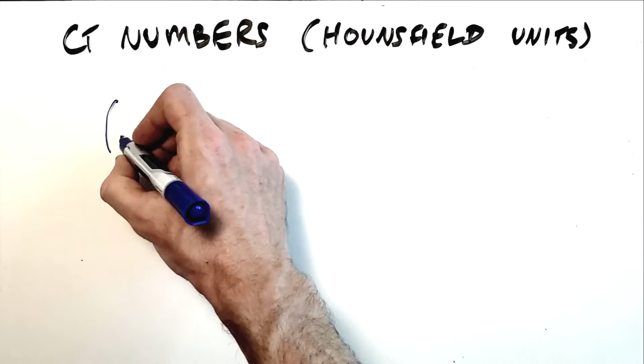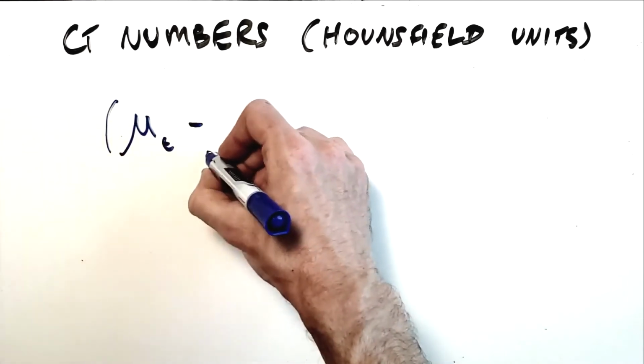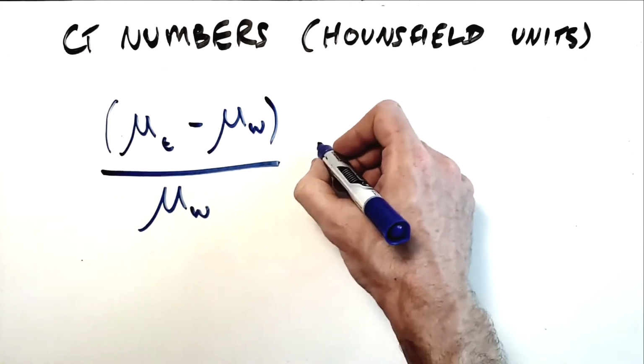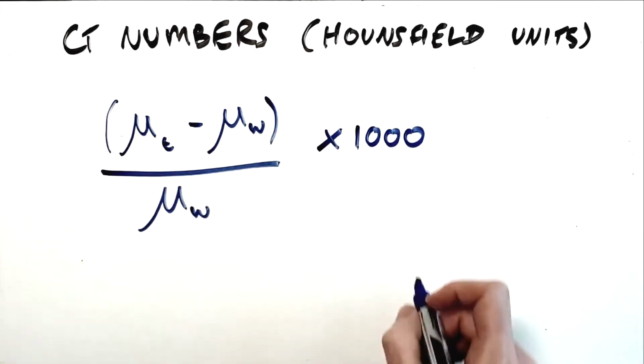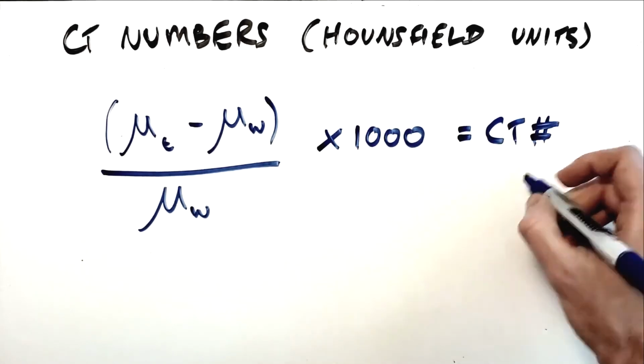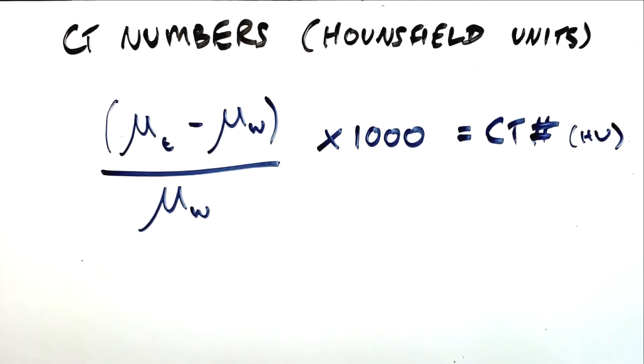To calculate these CT numbers, we need a mathematical way to describe the amount of attenuation relative to our 0 level reference point of water. To do this, we take the difference between the linear attenuation coefficient of our tissue, mu t, and the linear attenuation coefficient of water, mu w, divide that difference by the linear attenuation coefficient of water, mu w, and then multiply that number by 1000 to place it on the Hounsfield scale.